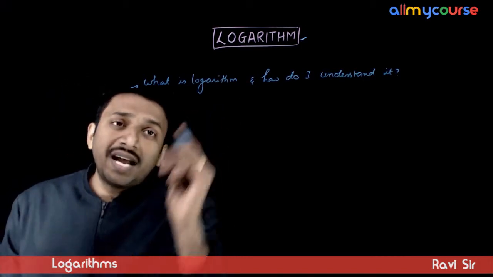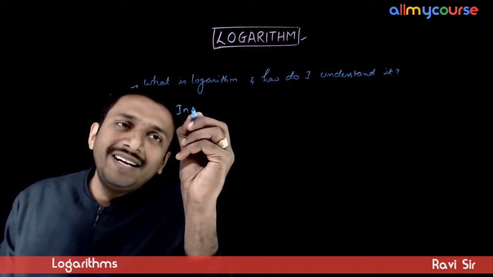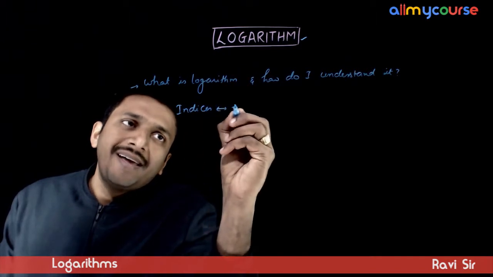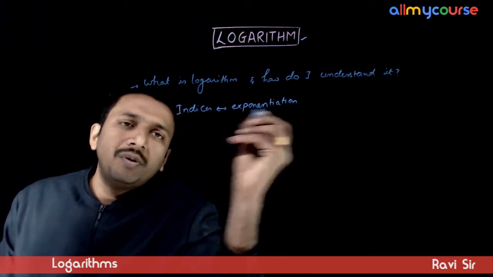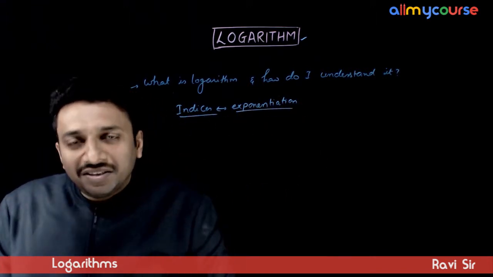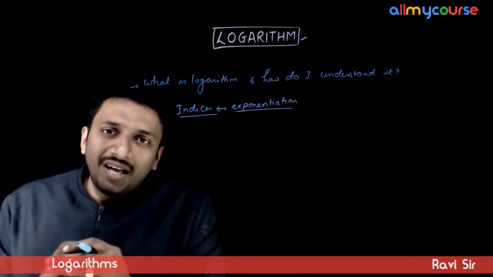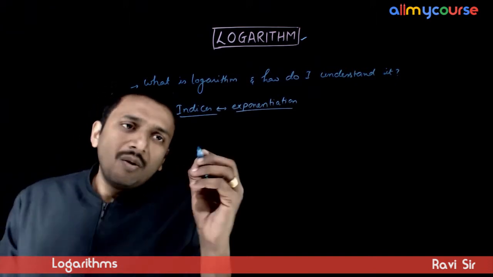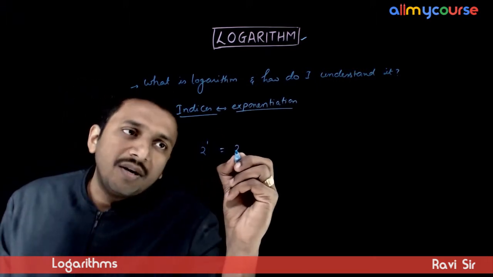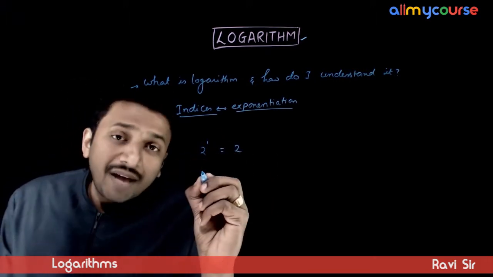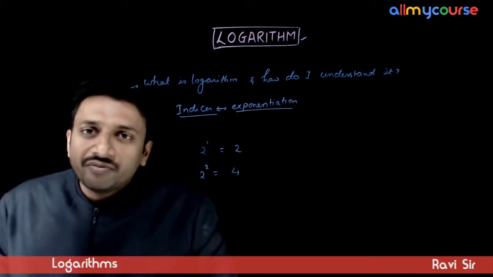So first, to understand logarithms, you need to know basic knowledge about the topic of indices or exponentiation. I hope you know some basics about indices. Indices is a very basic topic that you learn in your lower classes. For example, what is 2 power 1? 2 power 1 is equal to 2, right? And if I ask you what is 2 square, it's very easy to answer. 2 square, you have already learned it as 4.